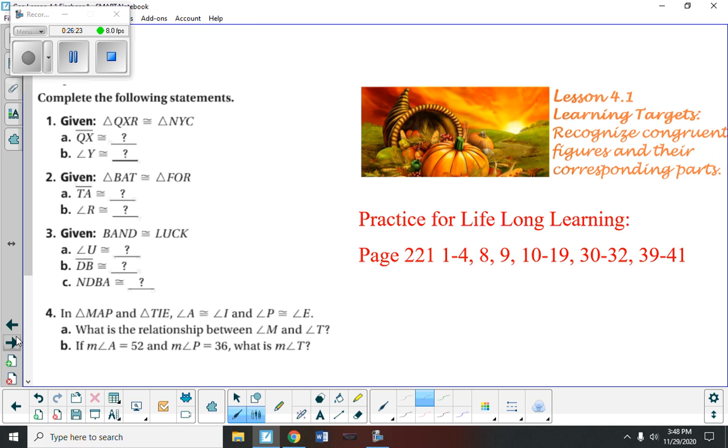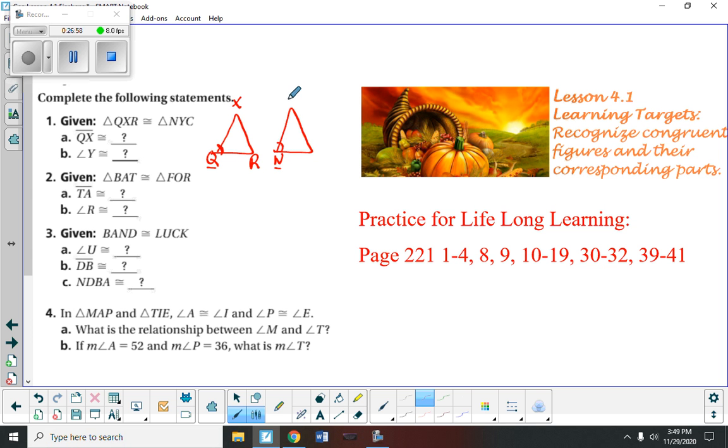All right, so let's go through a few problems that are going to be in your homework today. The first one says, given triangle QXR is congruent to triangle NYC. There are a couple ways you can do this. One way that I like to do it, which really helps, is to draw 2 triangles and label them. If we call this one QXR, since I started with Q in the name, I'm going to start in this bottom corner with N because Q and N correspond.